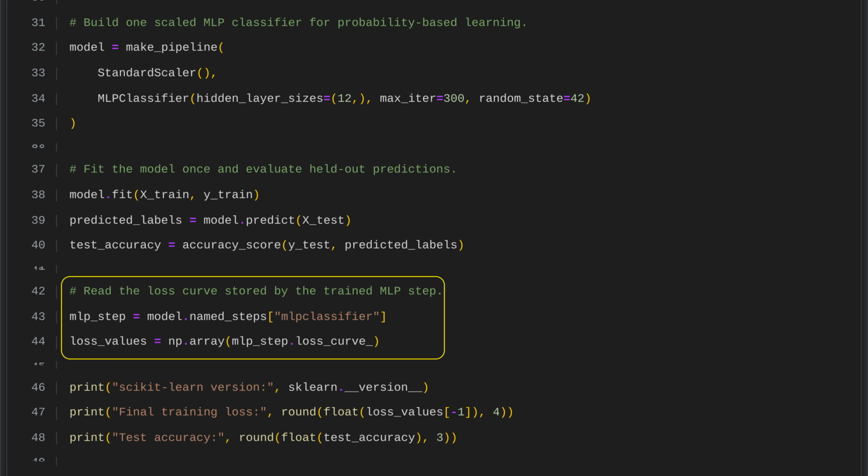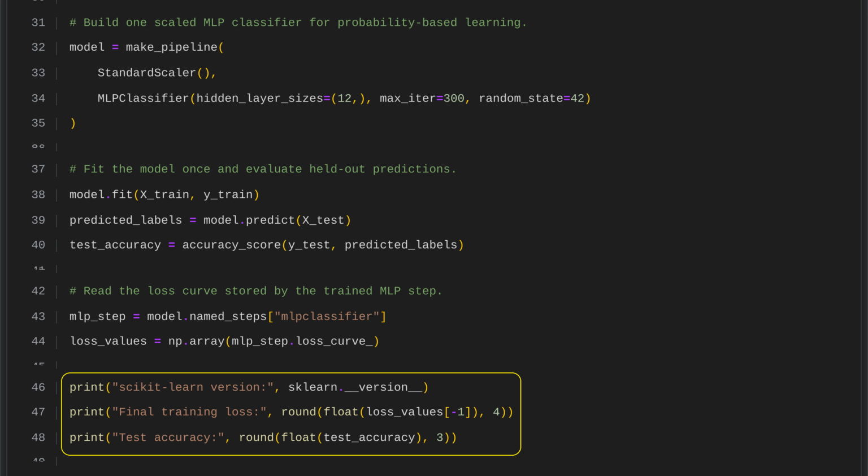Access the trained pipeline's multi-layer perceptron classifier directly, then retrieve its recorded loss values from training. Converting these values into a NumPy array makes them easier to analyze. This loss curve shows how the model's error changed over iterations, helping reveal how training progressed.